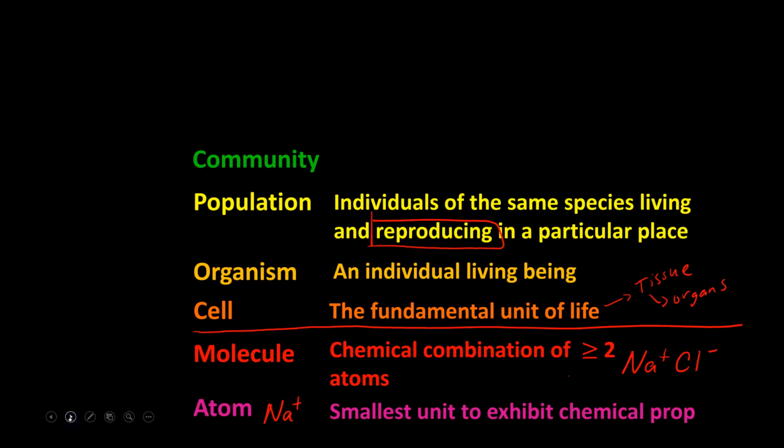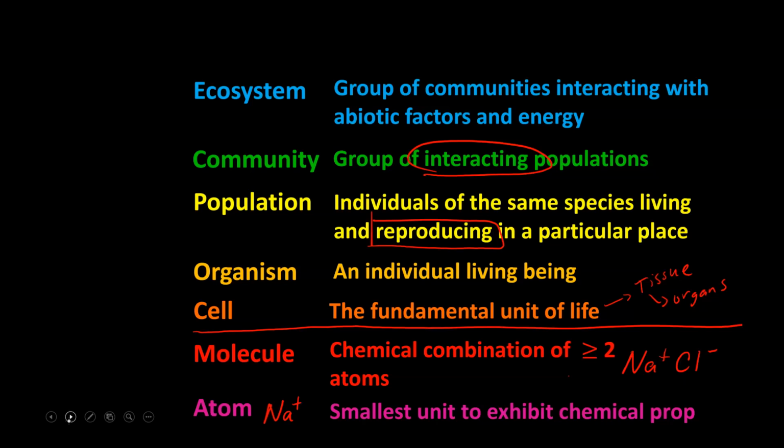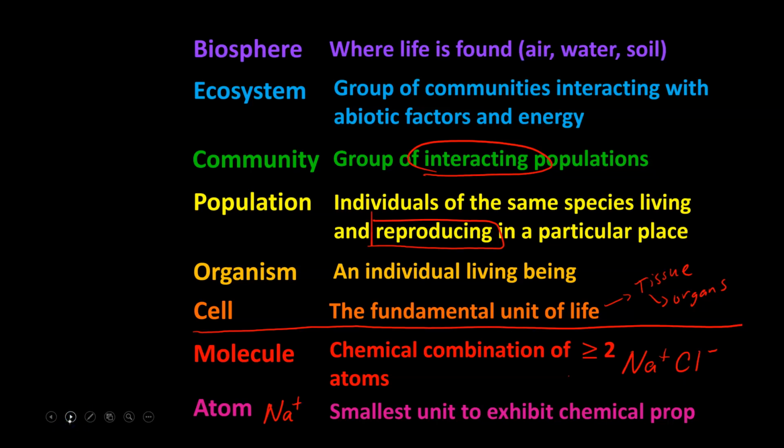From a population, we get multiple populations together. We're going to have a community, which is a group of interacting populations. There's our buzzword, of course, interaction. And it's those interactions we're going to be talking about today: how populations interact within themselves and how populations interact with other populations. Next, we have an ecosystem, which is a group of communities interacting with their abiotic factors and with energy, and then the broadest or largest would be the biosphere, where life is found, including air, water, and soil.